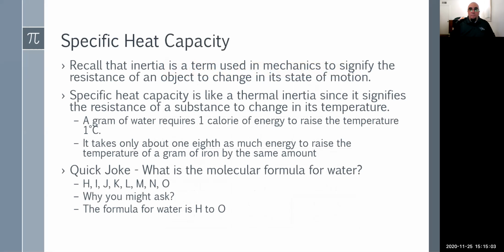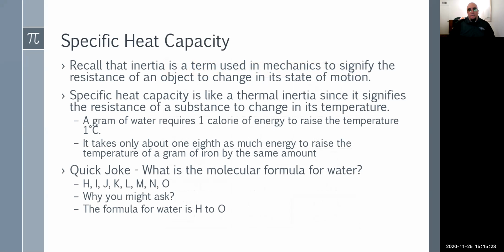So inertia is the term in mechanics to signify the resistance of an object. Specific heat is kind of the same idea here. Specific heat is kind of the thermal inertia, since it signifies the amount of resistance an object has to changing its temperature. A gram of water requires 1 calorie to change temperature, right? But it only takes about 1/8 as much energy to raise the temperature of iron by the same amount.